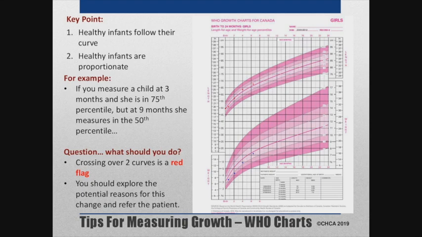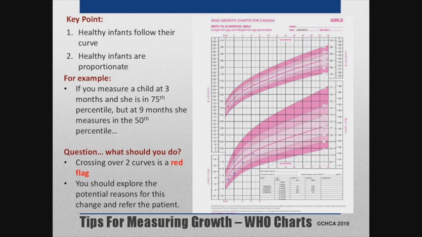One of them is regarding the use of WHO charts, the World Health Organization charts. These charts are used, and they should be used at every well child visit, and the patient's height, weight, and head circumference should be plotted according to their age. The key point is that healthy infants do follow their own curve, and healthy infants are also proportionate.